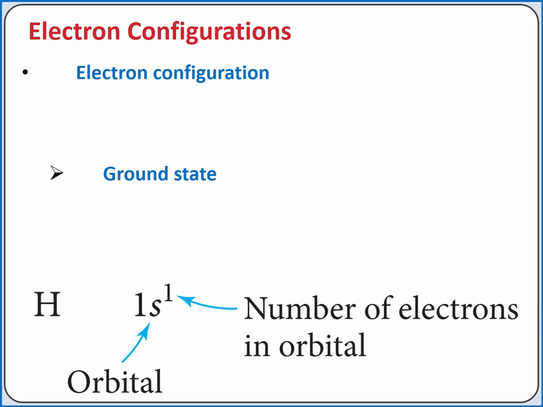An electron configuration indicates how many electrons are occupying each subshell for an atom. Electron configurations are typically written with electrons in their ground state, that is, with electrons occupying the lowest available energy levels. The electron configuration for hydrogen is 1s1. This indicates one electron is in the 1s subshell.